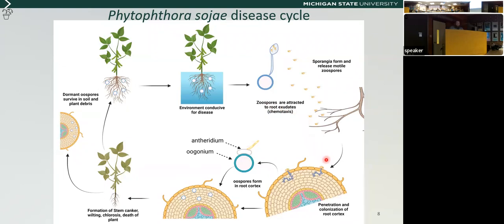From there, those zoospores will encyst and penetrate the root and begin colonizing the root cortex. During this time, we get reproduction. The oogonium and the antheridia attach to each other, and the oogonium is fertilized and turns into our oospore. Around this time, we'll start seeing those classic symptoms: chlorosis, foliar wilting, and that diagnostic chocolatey brown stem canker that we know Phytophthora by. And again, this will continuously occur throughout the season.